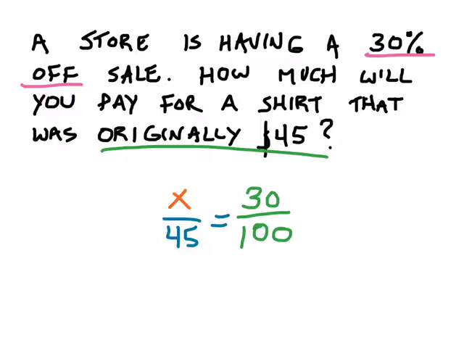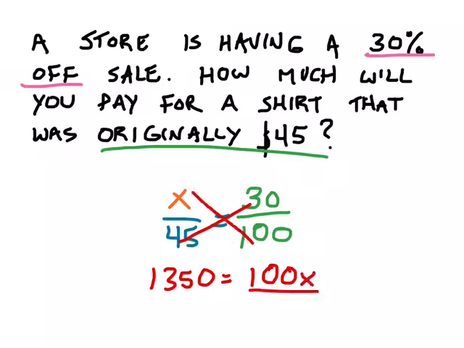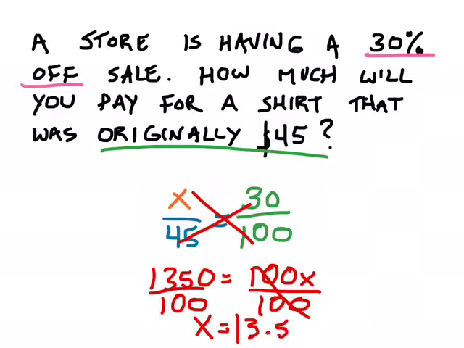Now, again, I want to recognize that change is not going to answer the question that's asked, but it's going to get me one step closer. So, cross multiply. 30 times 45 is 1,350, and that equals 100 x's. On the other side, I'll divide by 100. And what I discover then is that the value of x is going to be $13.50.